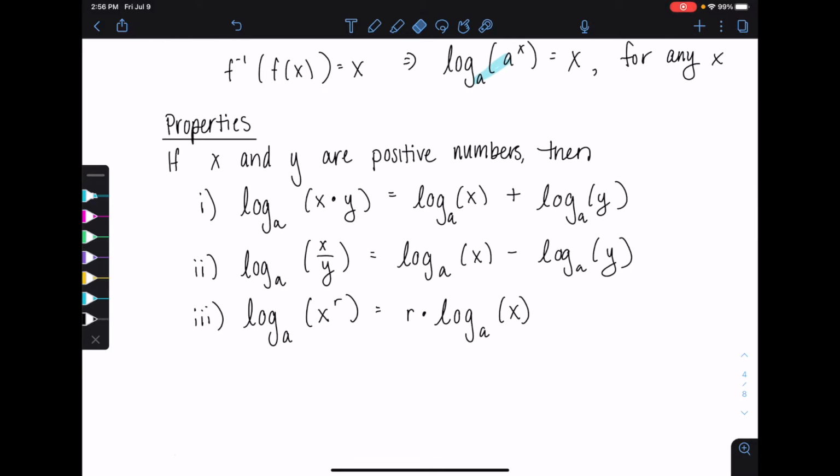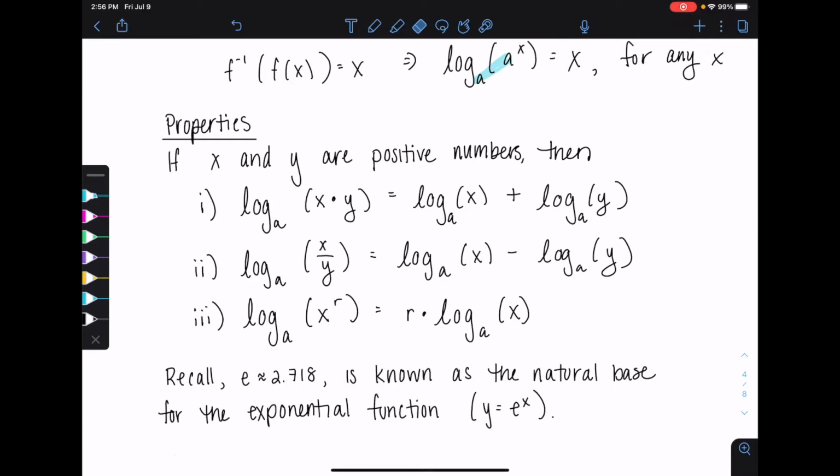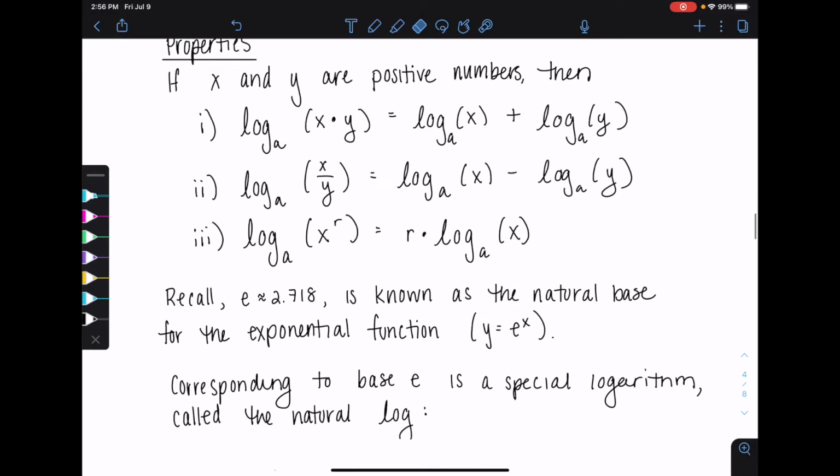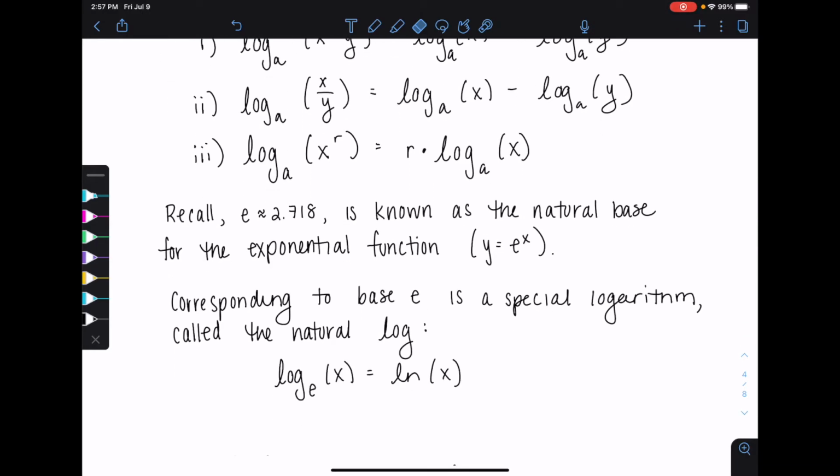Now we have a really important base, that is the natural base. So we've used that number e before. It's about 2.718. It's just a number just like pi is. It's known as the natural base for that exponential function y equals e to the x. And then corresponding to base e, we have a special logarithmic function that's called the natural log. Instead of writing log base e of x, we're going to write ln to stand for natural log.